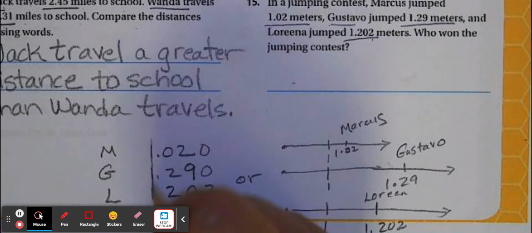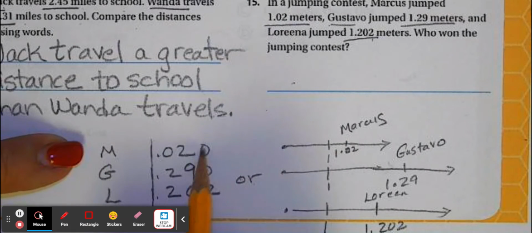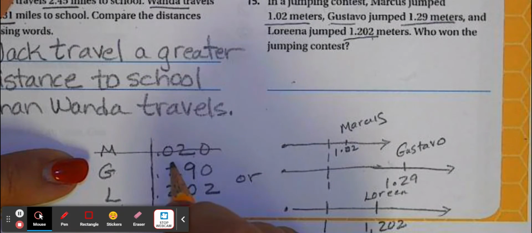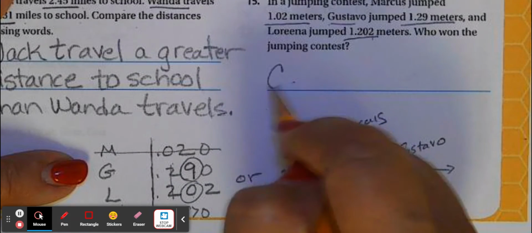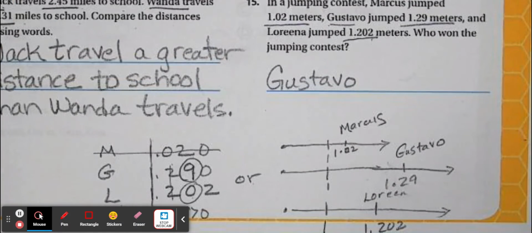I know that all my ones are equal. Okay, so we know that Marcus was the shortest distance, so I don't need him. I needed to find the longest distance. So between Gustavo and Lorena, they're the same, so I need to move over. Between the 9 and the 0, 9 is greater than 0. So it was Gustavo that won. So you can draw it out, or you can put it in place value to help you solve.